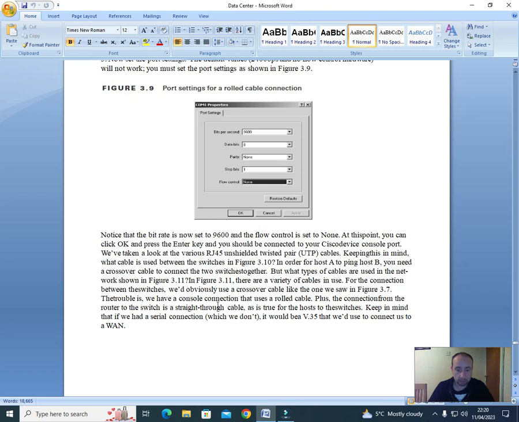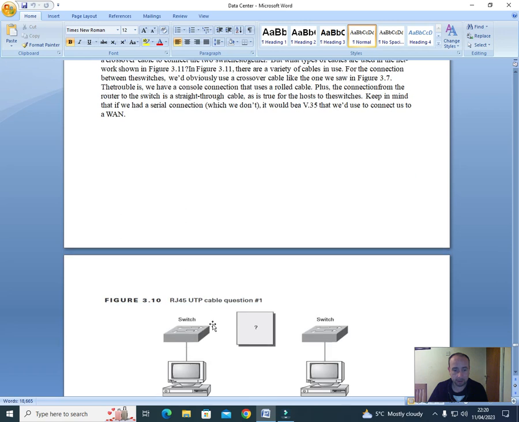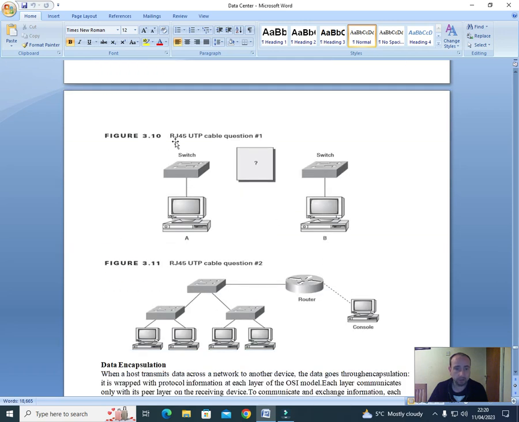We also have a console connection that uses a rolled cable, plus the connection from the router to the switch is a straight through cable, as is true for the hosts to the switches. Keep in mind that if we had a serial connection, which we don't, it would be a V.35 cable that we'd use to connect to a WAN. Figure 3.10 RJ45 UTP question 1. Figure 3.11 RJ45 UTP cable question 2.